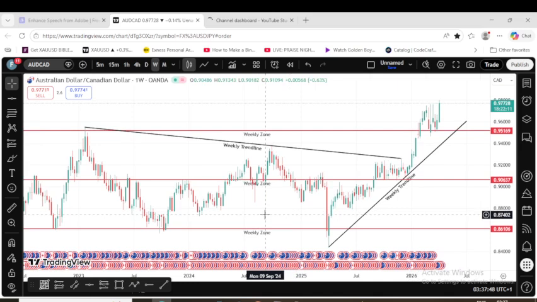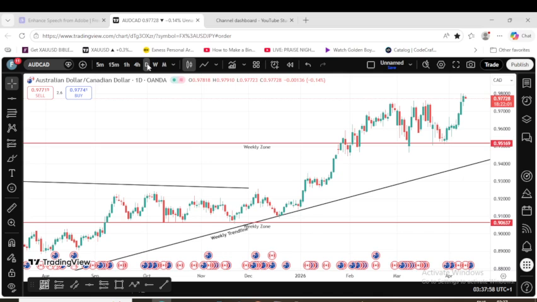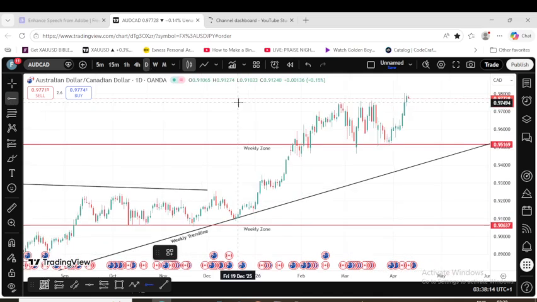So let's go down to the daily time frame and identify our zones. Now go down to the daily time frame and do the same thing. Identify our zones as well as any potential trend lines. So we have a zone here. We have a daily zone here.